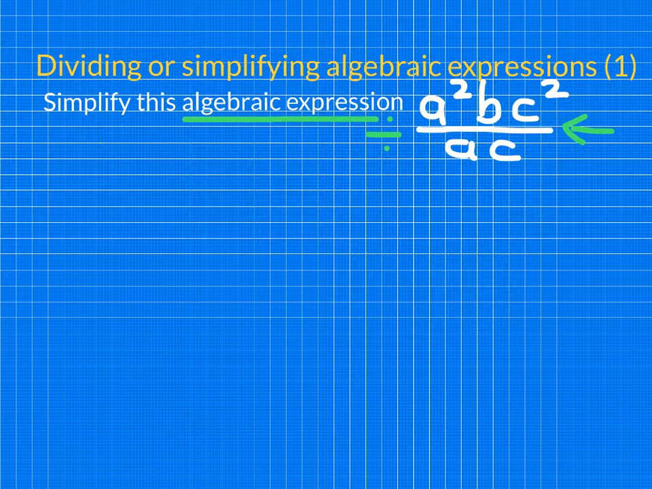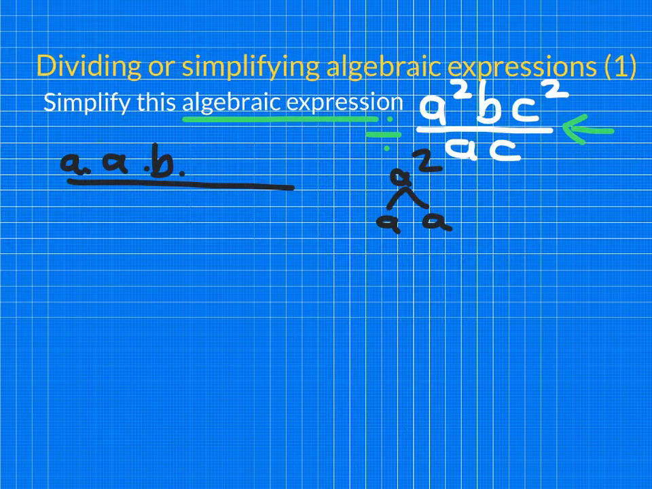So, we want to start off then by looking at our top line, which is a squared. Well, a squared, if it's broken down into its factors, is a times a. B, we just have a b, and then we have c squared. C squared is just c times c. And on the bottom row, we just have a c, or a times c.